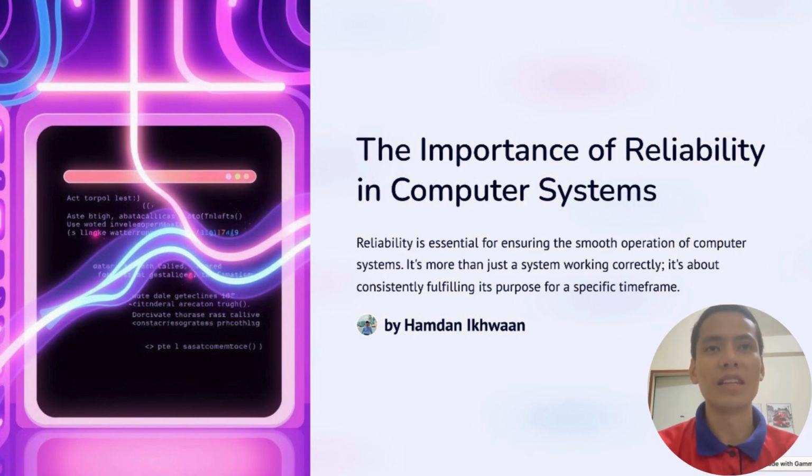Why is reliability in computer system important? Reliability is important because of the reliability of the system or the ability of the component to perform the required function under certain conditions for a certain period of time. Reliability is important in a system for several reasons. First, maintaining trust. Reliability is like a promise that a system makes to its users. When a system consistently delivers on this promise by working as expected, users develop trust in the system.